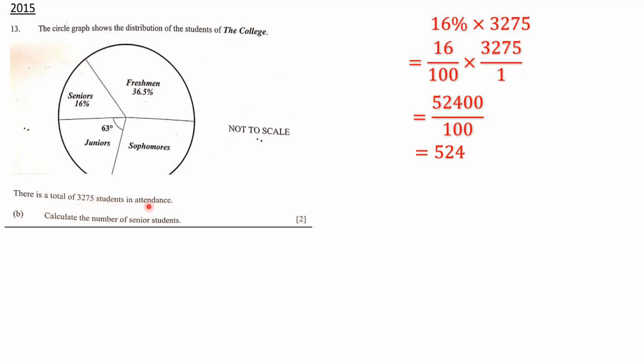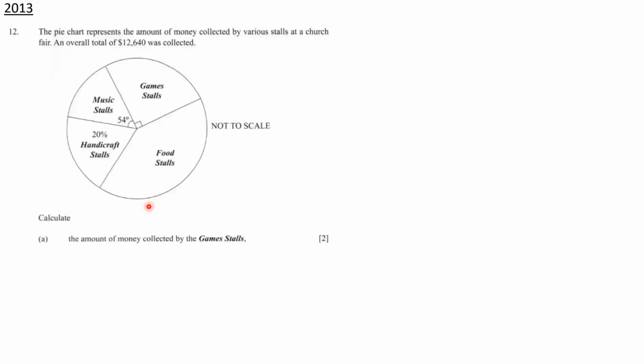Okay, let's move on to the next question. It says the pie chart represents the amount of money collected by various stalls at a church fair. An overall total of 12,640 was collected. So we have the game stall, which is 90 degrees, the food stall, which we have no information on, the music stalls, which is 54 degrees, and the handicraft stalls, which is 20%. Now we need to figure out the total amount of money collected by game stalls.